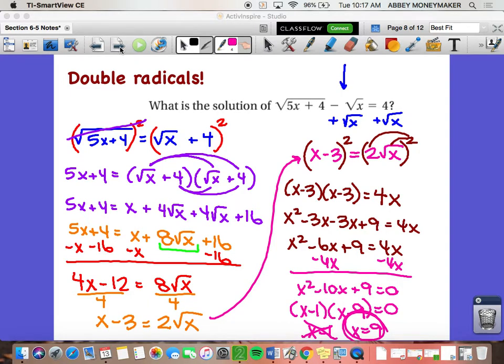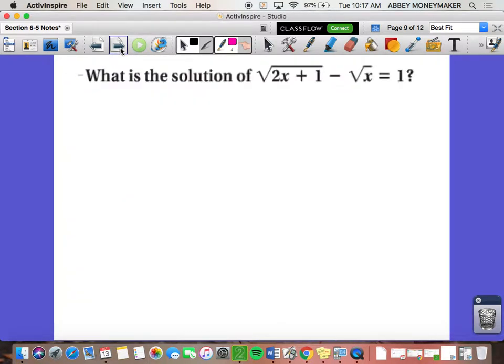Let's try another one if you are ready. Very similar here to the one that we just did. I notice I have 2 radicals, so I'm going to have to move 1 over to the other side. So that gives me the square root of 2x plus 1 is equal to the square root of x and then plus 1. That plus 1 is not underneath the radical. Be extra careful there, guys.